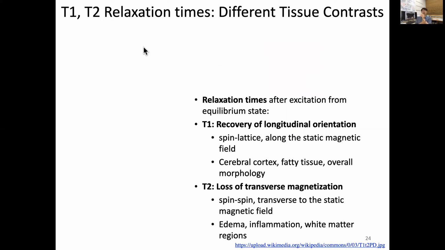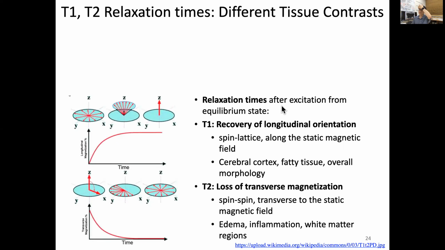All right, so let me explain T1 and T2 relaxation time, which is typically used in clinical MRI. They give different tissue contrast. Relaxation time means how the magnetization recovers after excitation from an equilibrium state. So this is a diagram showing that the Z direction is the original axis, and once you give an RF perturbation, the magnetic dipole moments are in the XY plane, but overall they will recover to the original Z direction.